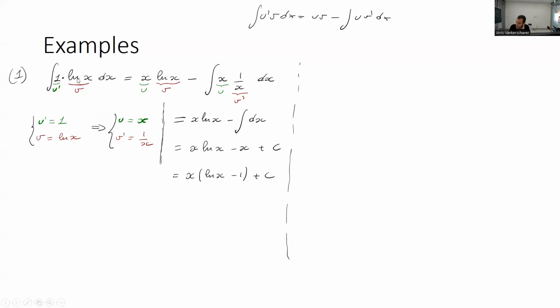If you had chosen it the other way around, so if you had chosen u to be ln x and v prime to be 1, then you would not get any further, because now you would again have to integrate ln of x to find u, and that's the whole point of the exercise that we're trying to do. So that wouldn't have helped you. If you try to apply the rule and you can't integrate the thing that you've called u, then it means that you're on the wrong track.